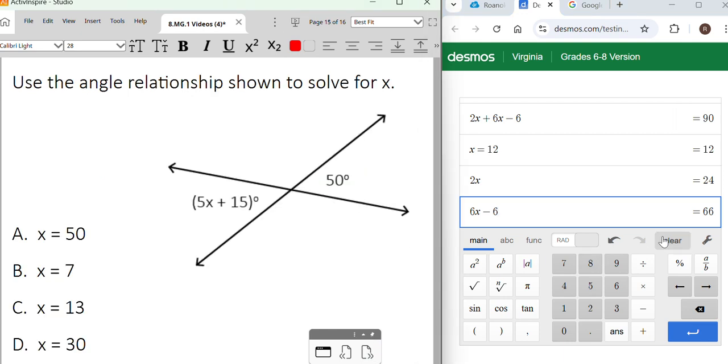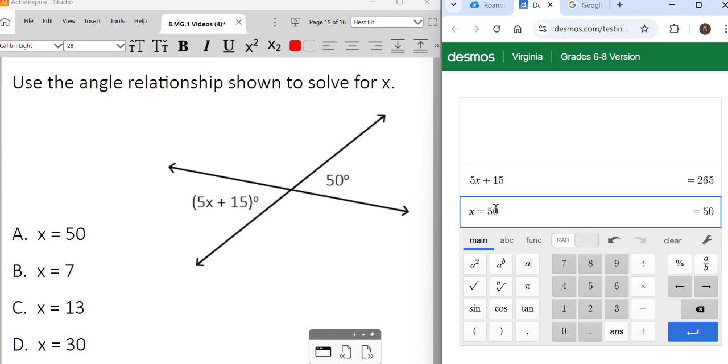Now we have vertical angles that we need to look at. We know that vertical angles are equal. So we're going to figure out what x value makes 5x plus 15 equal to its vertical angle 50. The good news is they gave you x values as choices, so we know exactly what we have to do. So 5x plus 15. Since its vertical angle is 50, we know that we want it to equal 50.